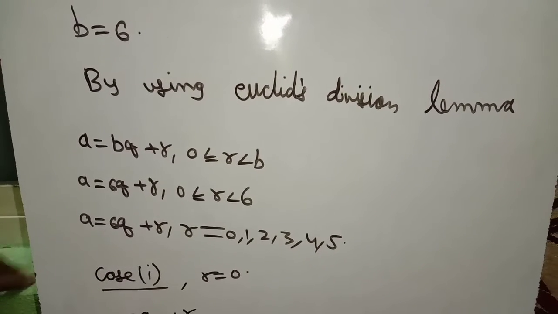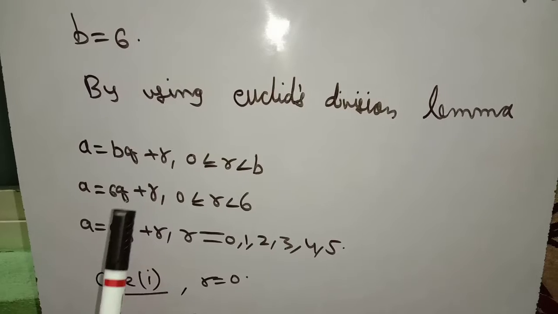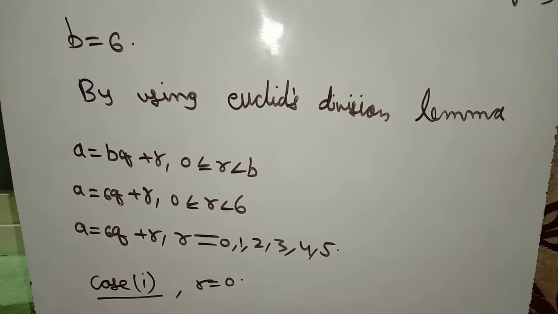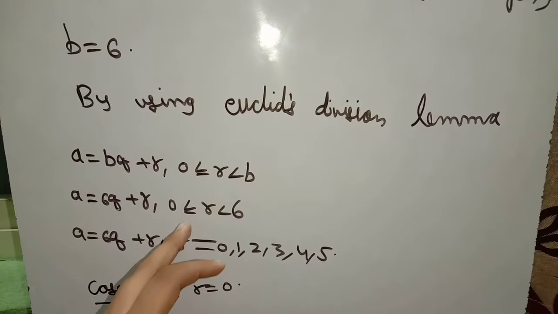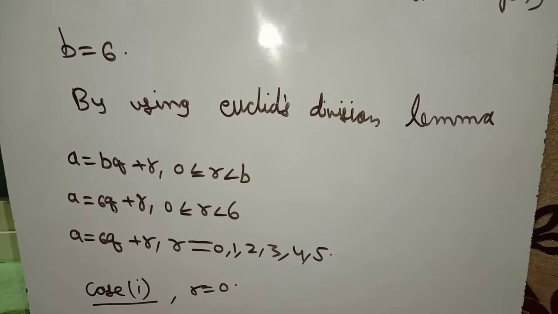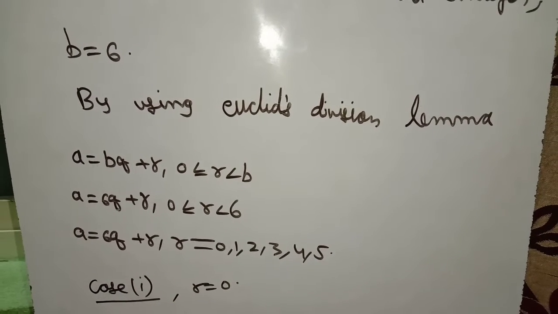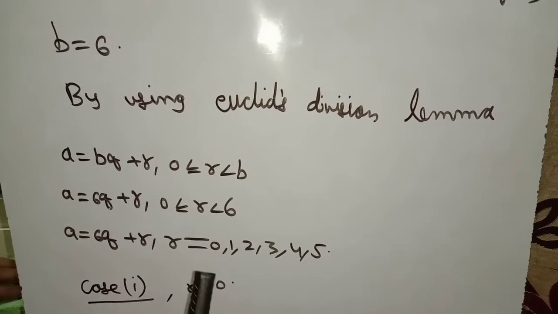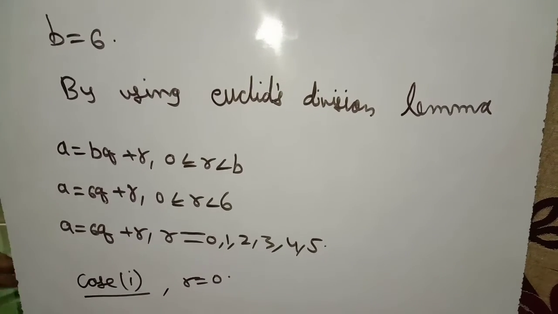So we have substituted here a = 6q + r, where 0 ≤ r < 6. The condition requires the numbers less than 6, which includes 0. So here we have written a = 6q + r, r = 0, 1, 2, 3, 4, 5. We have got 6 numbers.